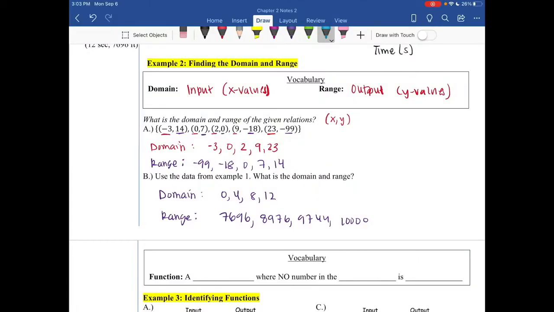Pause the video and use the data from example 1 to identify the domain and the range. This is what you should have got. Also notice how both the domain and the range are always going in increasing order. If you did not put them in increasing order, go ahead and switch that up.